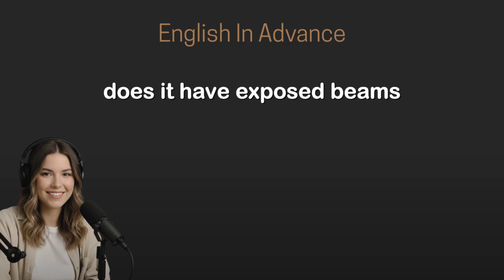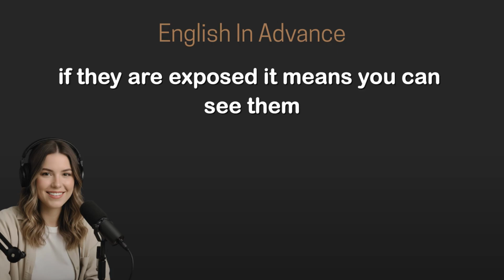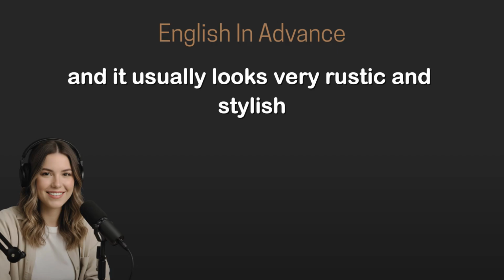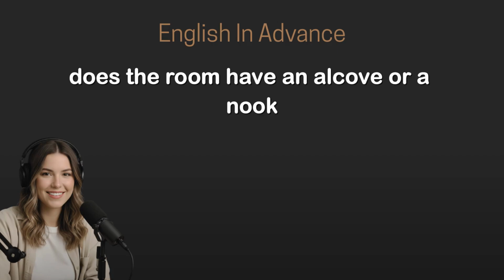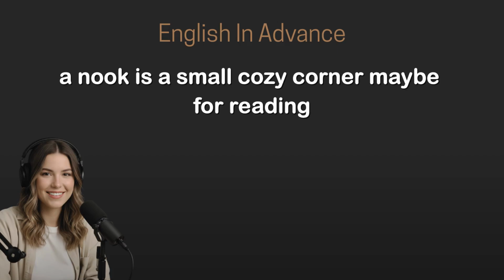Does it have exposed beams? Beams are the heavy wooden logs that hold up the roof. If they are exposed, it means you can see them, and it usually looks very rustic and stylish. Does the room have an alcove or a nook? An alcove is a small recessed section of a room. A nook is a small cozy corner, maybe for reading.